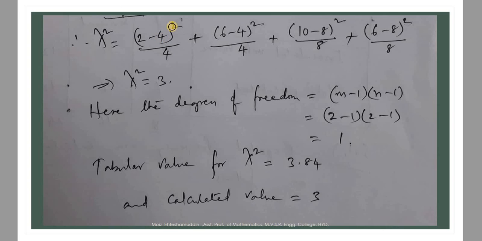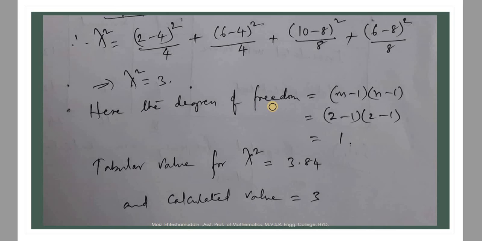Observed value minus expected value, squared. In the denominator only the expected value is used. So adding over the 4 cells, for each cell there is a corresponding term here. Adding all of them, we have chi-square equal to 3.